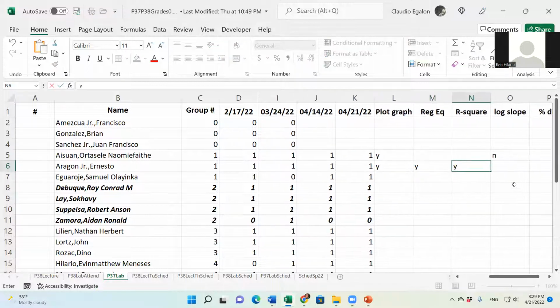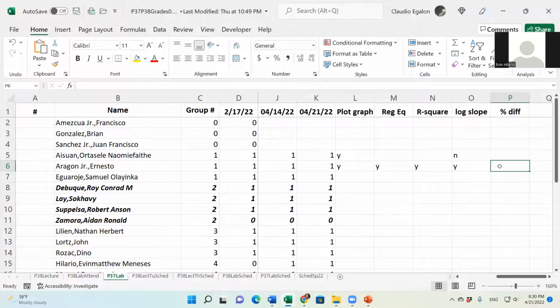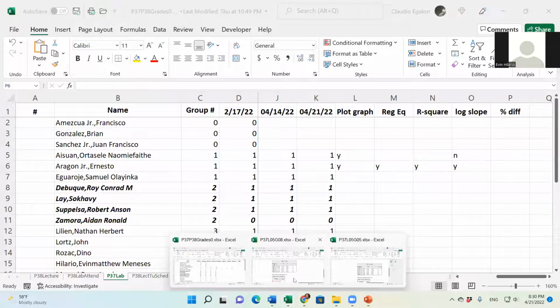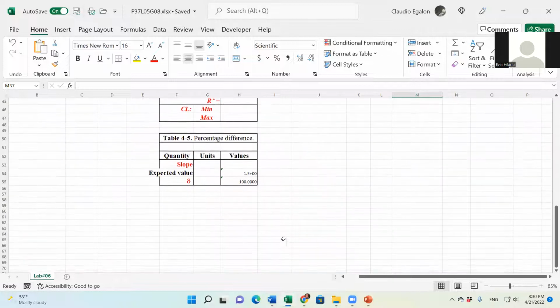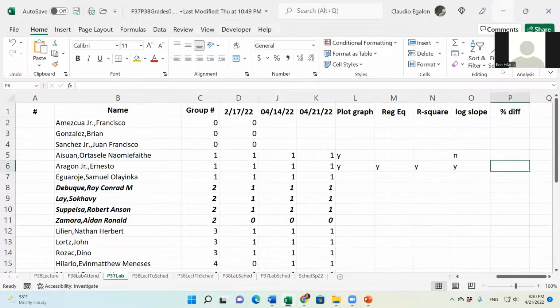Did you log the slope in the last table? Yes, sir. What percentage difference are you getting for the slope? Right in here, the percentage difference is this delta. I got 6.2. Okay, 6.2, not bad. Okay, what are you doing now? Right now, I am solving for confidence level.